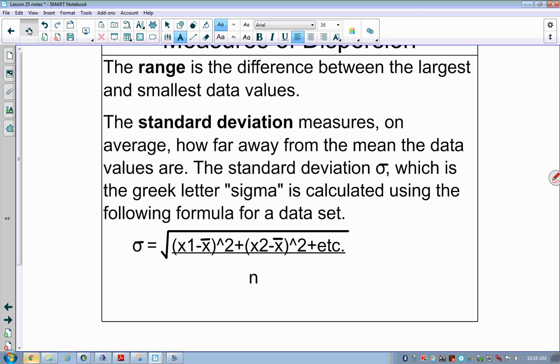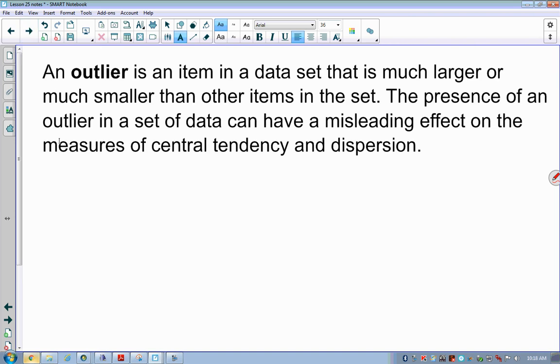So standard deviation. An outlier is an item in a data set that's much larger or much smaller than the items in the set. The presence of an outlier in a set of data can have a misleading effect on the measures of central tendency and dispersion. For instance, let's take that number 2, right? I got everybody at 4s and 5s, and I got this one person who's at a 2. What did that 2 do to the average? It lowered the average. Okay, so if I have an outlier that's really low, it's going to bring the average down. What if I have an outlier that's really high?